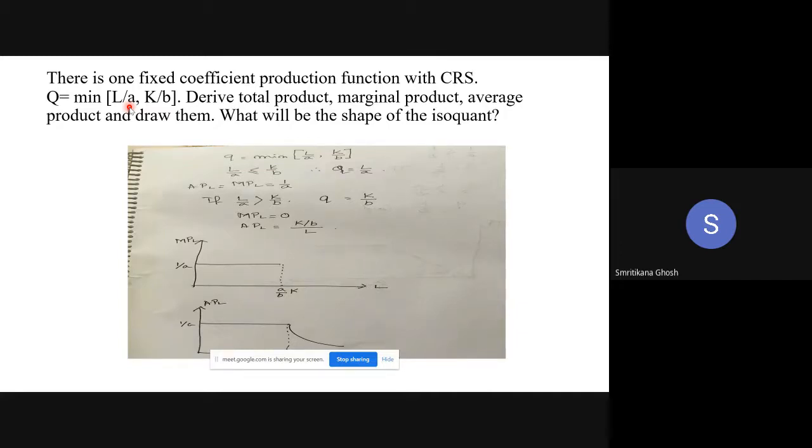And for the fixed coefficient, for this part, I refer to a variant. So many types of production functions are there. You can just go through it, you will understand it easily, it is lucidly written.